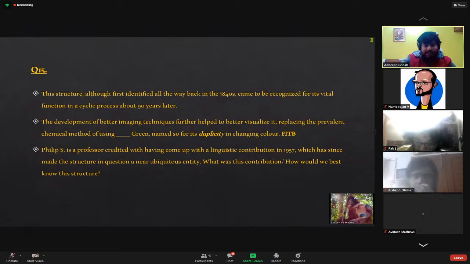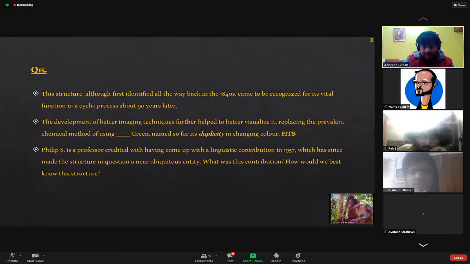The development of better imaging techniques further helped to better visualize it, replacing the prevalent chemical method of using dash green. So the dash is what I'm looking for, named so for its duplicity in changing color. So you need to firstly fill in the blank here, a 2-part question again. So the first part is the blank there, dash green.